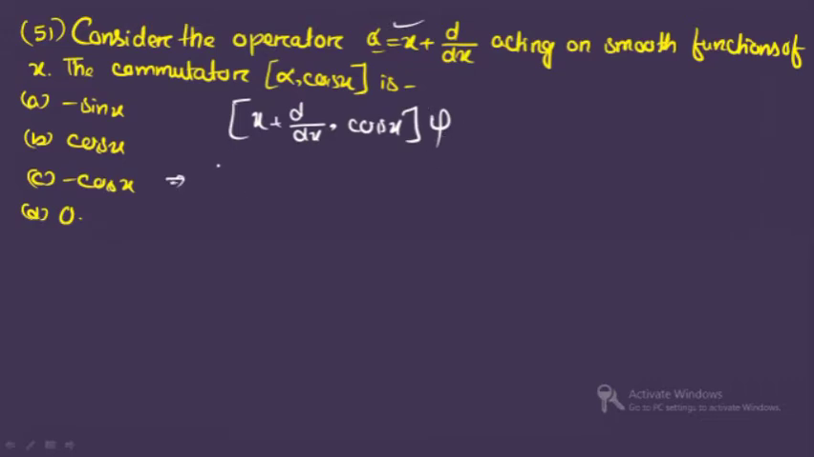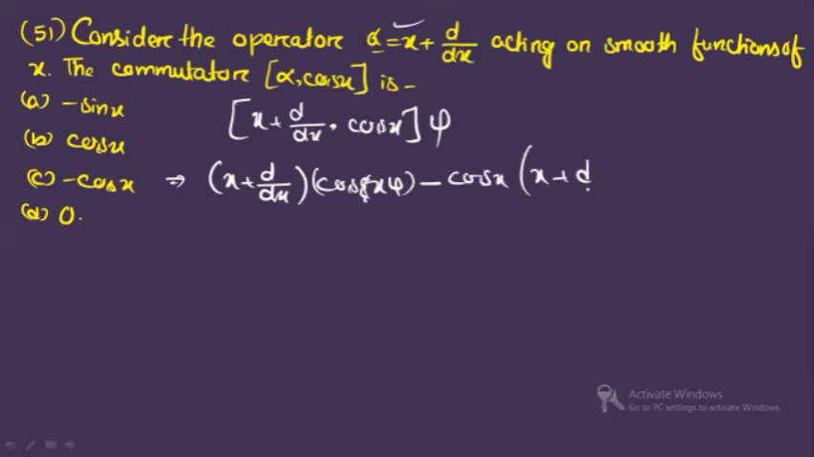So here if you do this, you will write x plus d/dx, right? And you will have here cos x psi, right? This is how you will write. Now you see minus, you will have cos x, this time you will have x plus d/dx of psi.